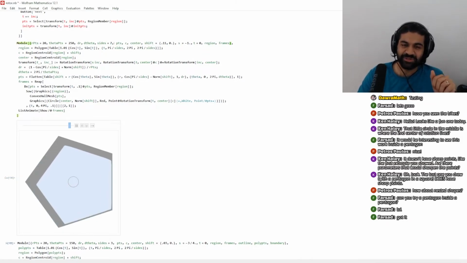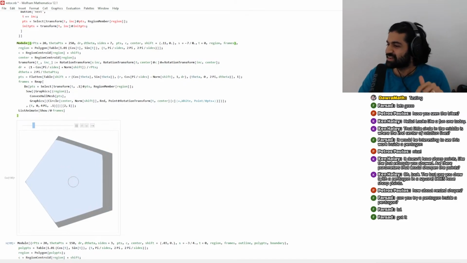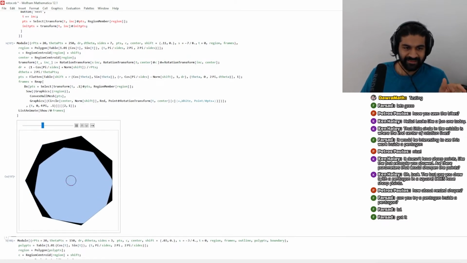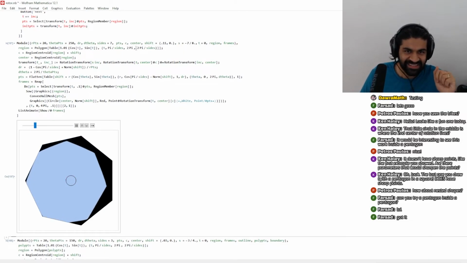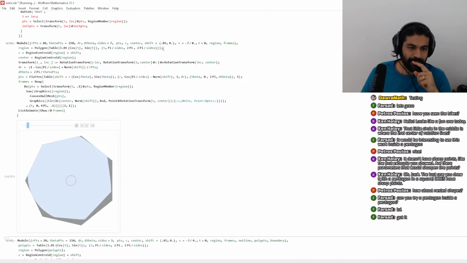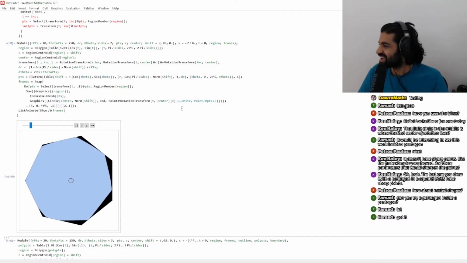Let's try an octagon in a heptagon. I feel like that'd be kind of cool. So this is an octagon in a heptagon. Okay, I need to lower the radius. Let's go with 0.05 again. And what do you know? That kind of works.